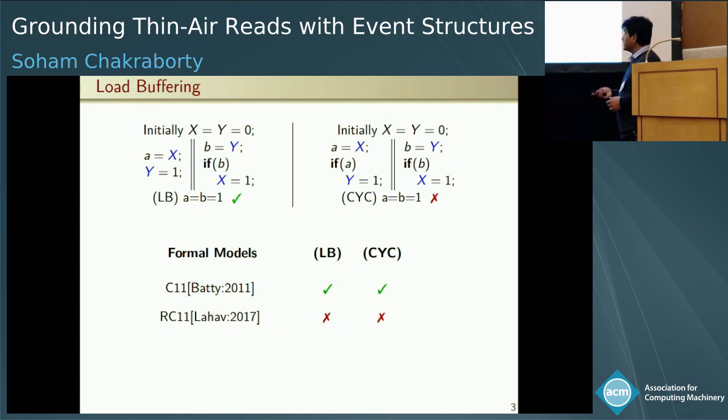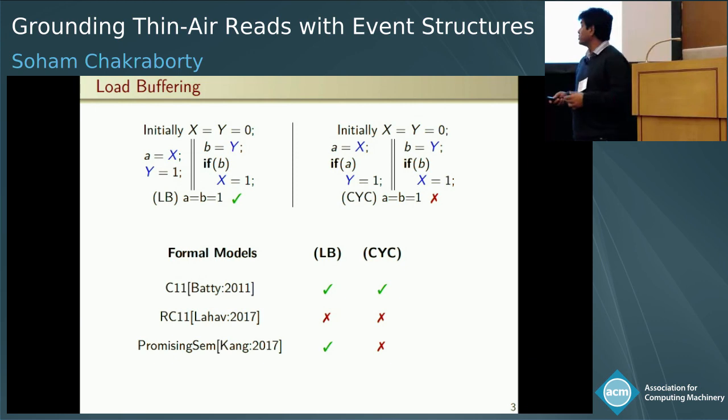The most complete of them is the promising semantics proposed by Kang et al. in 2017, which allows the behavior A equal to B equal to 1 for the first program and discards the behavior in the second program.